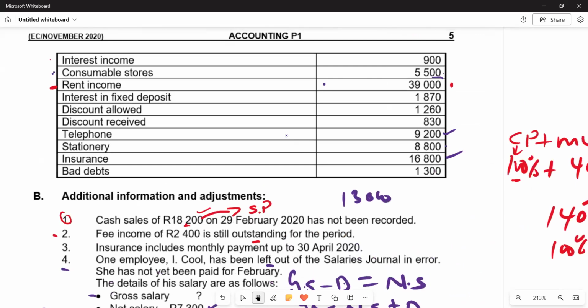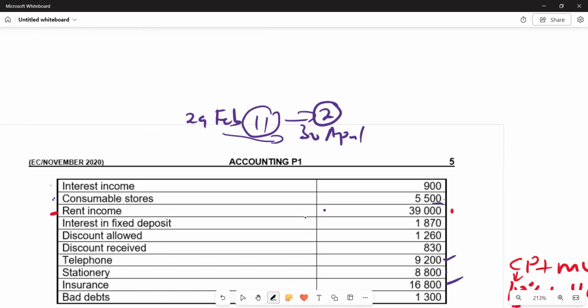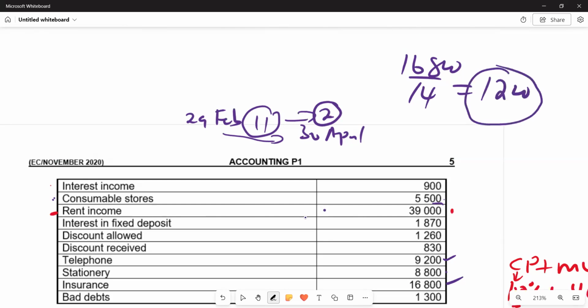So insurance is 16,800. You have to divide by 14 so that we get the monthly one. So we say 16,800 divided by 14, and you're going to get 1,200. This is the monthly insurance. Then we have 2 months that we need to remove, so we say 1,200 times 2, and you're going to get 2,400. So you subtract 2,400 from the total insurance, which you are given in the list of balances as 16,800, because that one is a prepayment, 2,400.